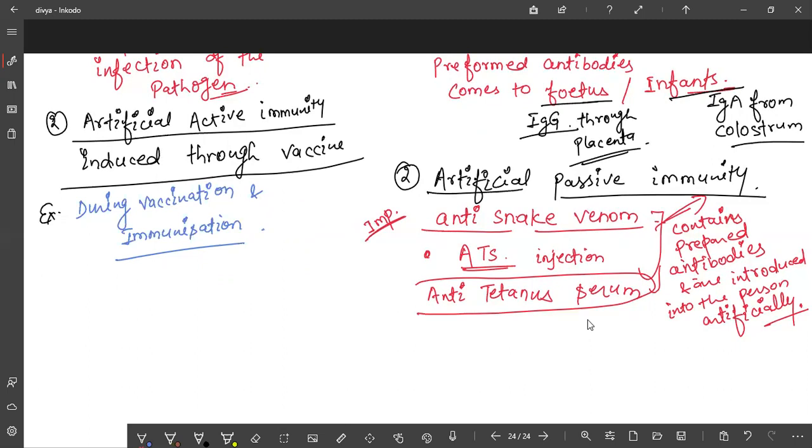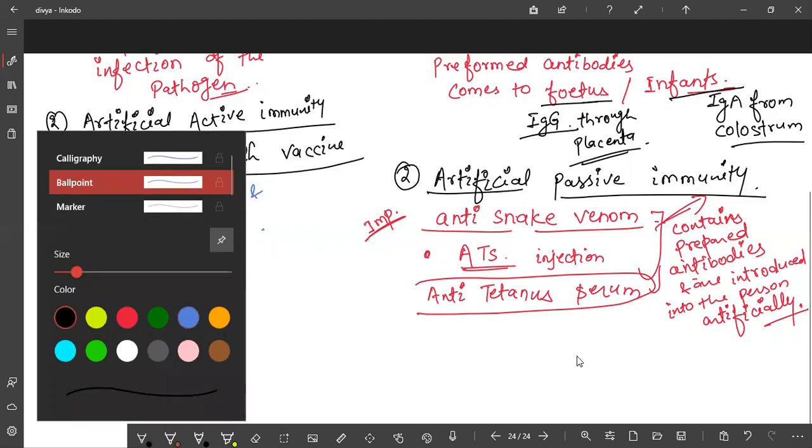So you have to learn one trick. It is a tricky question. When antibodies are produced in our body, it is called active immunity. And when antibodies come to the body from outside, then it is called passive immunity. Artificial means with the help of a person. In vaccination and immunization, the vaccine is introduced in our body, and due to that vaccine, antibodies are produced in our body. So it will come under artificial active immunity. Now the question is, what is vaccine? Do you know what is vaccine?